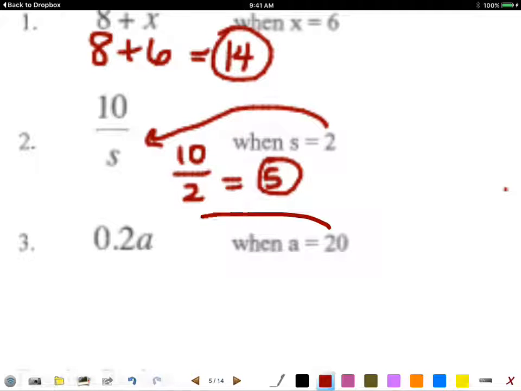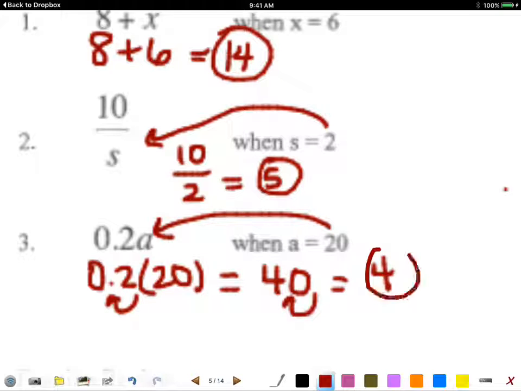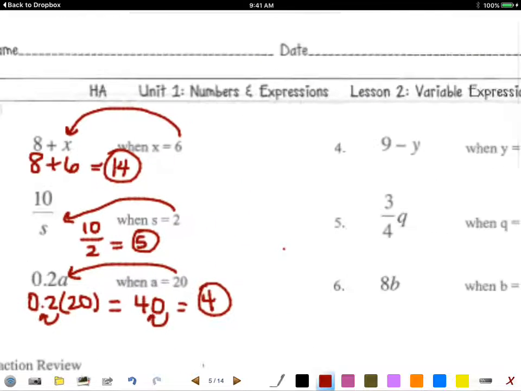Number 3, plug in 20 here. Now 0.2a means 0.2 times 20. 2 times 20 is 40, but because this decimal is in one place, you have to move it in one place, which means the answer is just 4, or 4.0. You guys okay with me? Yes. All right, on we go.